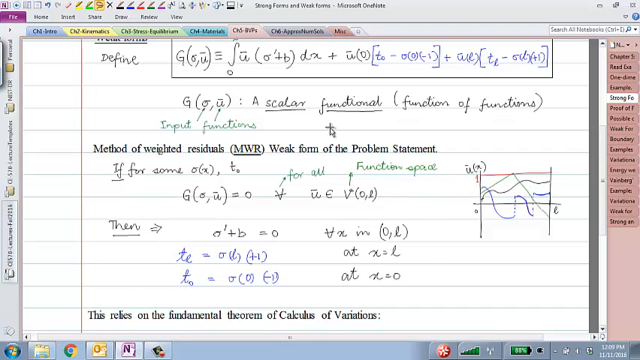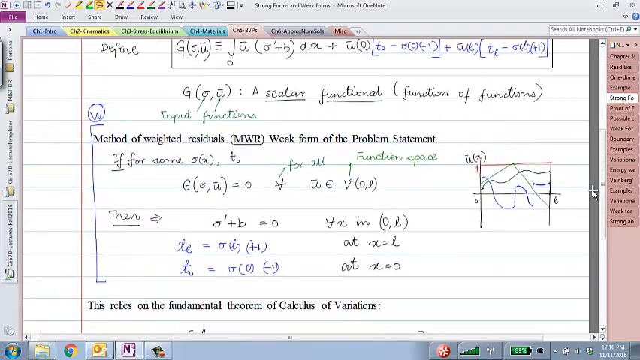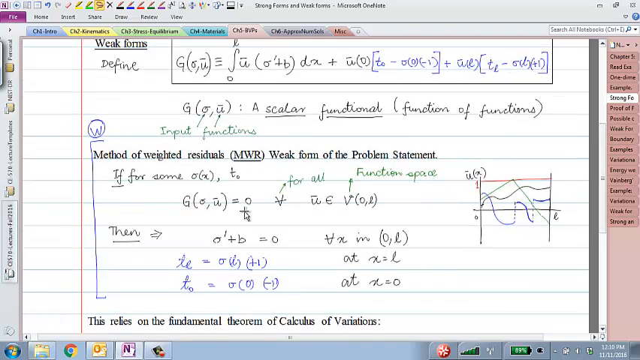So this logic is what is called the weak form of the problem statement. This is W. The strong form of the problem statement was: find a displacement as a function of x that satisfies the governing differential equation and the boundary conditions. Now the weak form of the problem statement is: find the stress function and the underlying real displacement function, and find the reaction T0, such that this long G functional goes to 0 for all possible U bars.